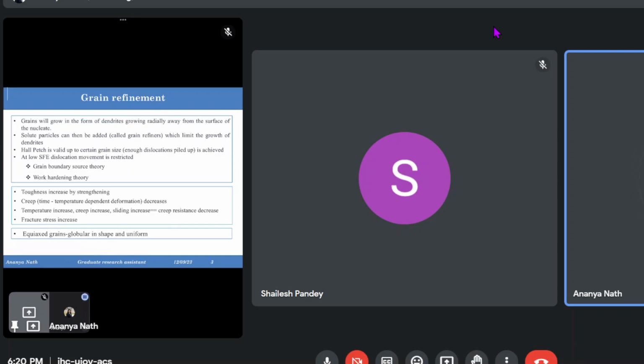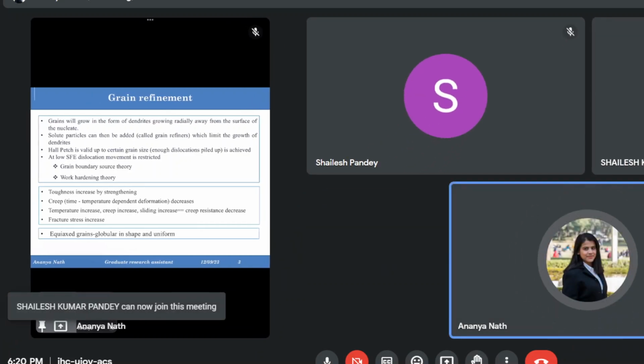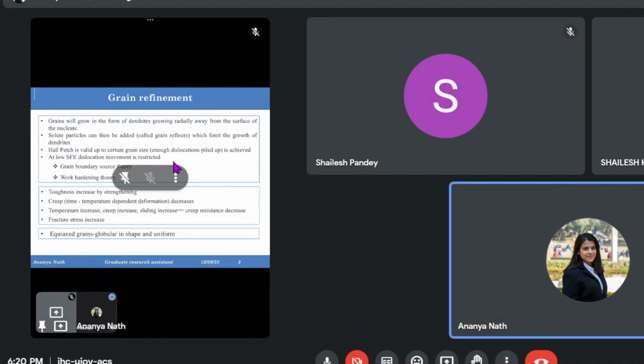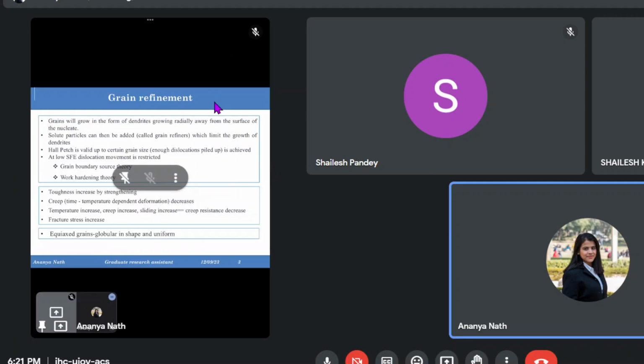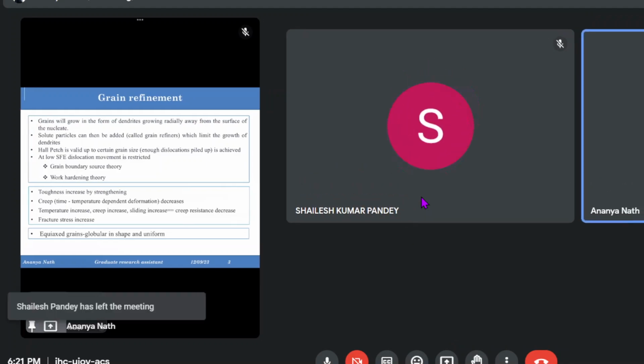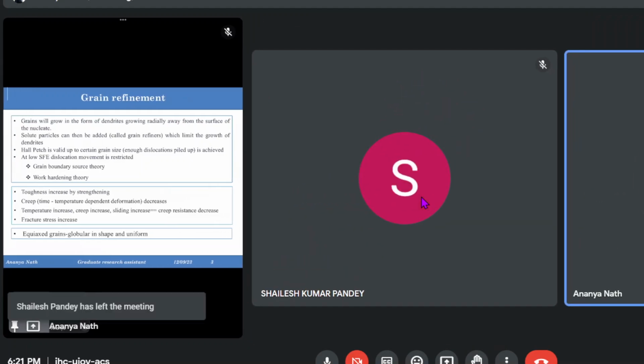The result of the grain refinement is increase in toughness, as grain refinement adds some strength in the material. Another thing is creep, which is another material property. It will decrease with the increase in strength. So basically, creep will increase.